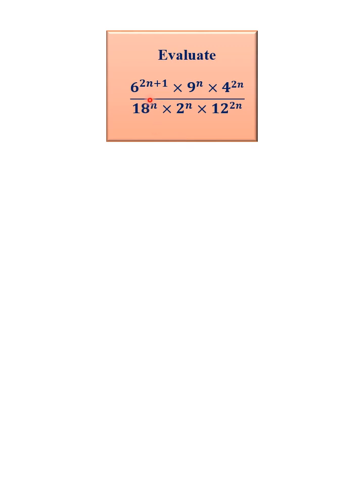It says evaluate 6 raised to the power 2n plus 1 times 9 raised to the power n times 4 raised to the power 2n, all divided by 18 raised to the power n times 2 raised to the power n times 12 raised to the power 2n. This is very simple. We have the expression here. It's simple indices, and we are just going to provide a solution to it.